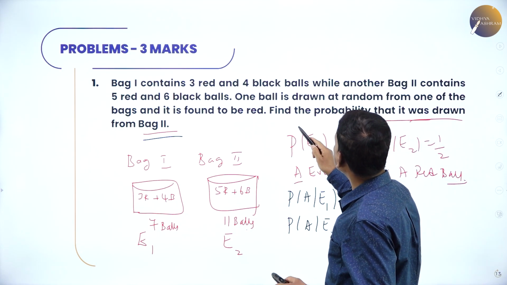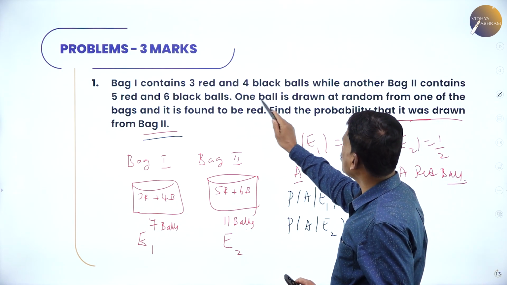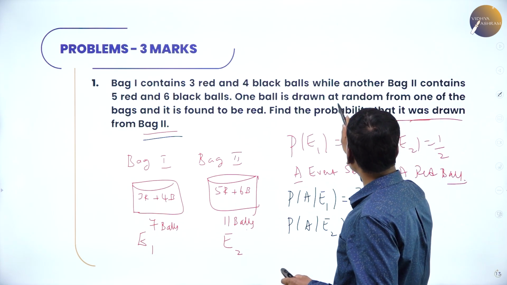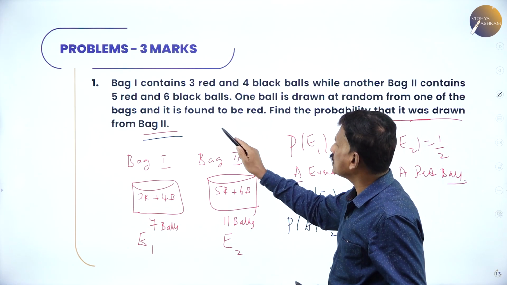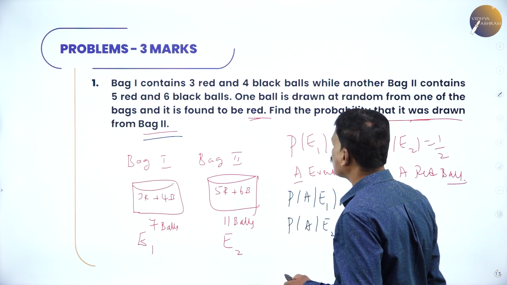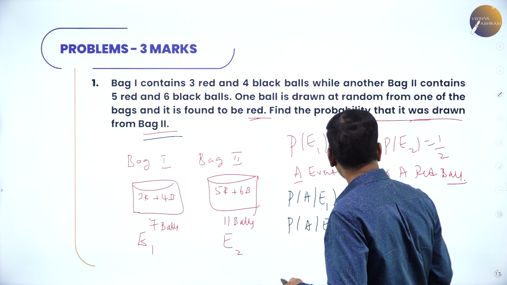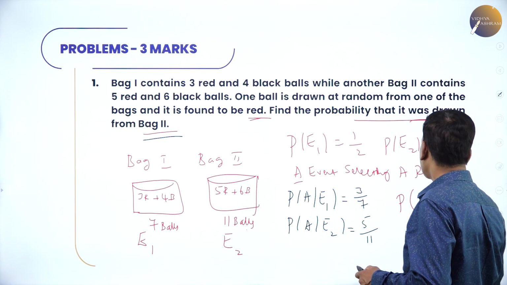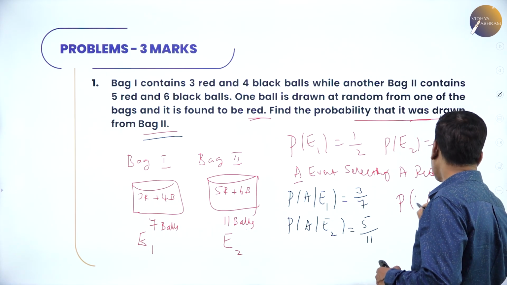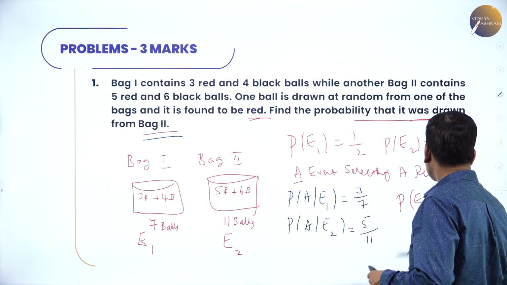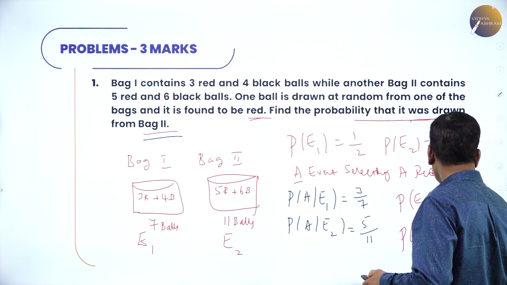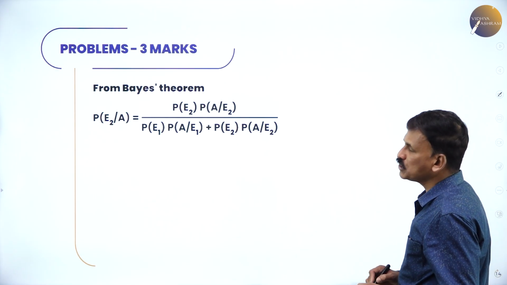A bag 1 contains 3 red and 4 black balls, while another bag contains 2. So one ball is drawn at random from one of the bags and is found to be red. That means a ball which is drawn from bag 2 is found to be red. Now how to find out? To find the probability of a ball which is found to be red from bag 2 is nothing but E2 by A.